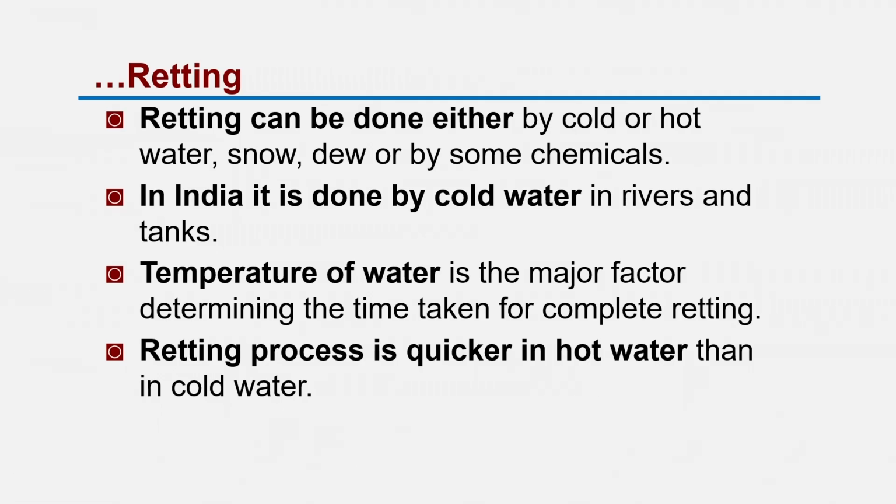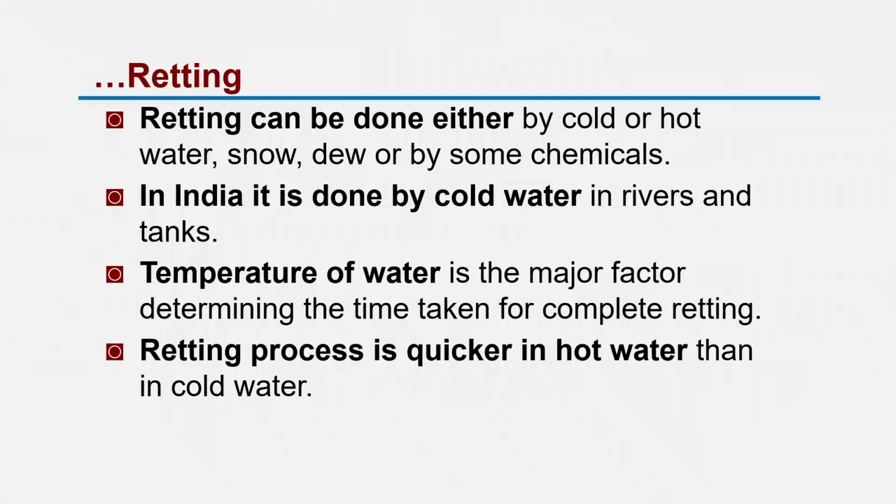Temperature of water is the major factor determining the time taken for complete retting. So, what happens actually, a lot of microorganisms are involved in retting process, and therefore, for optimum growth of these microbes, optimum temperature is needed. If temperatures are too low or temperatures are too high, then the activity and growth of these microbes will be affected, and hence the process of retting will also be affected.